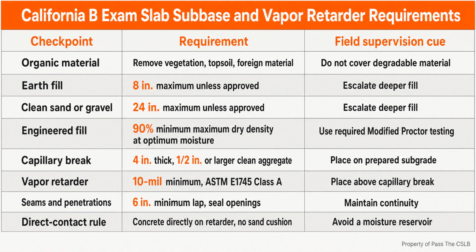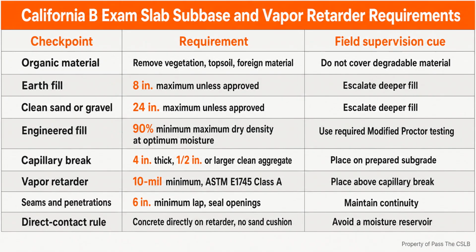I put the under slab requirements together in this chart so you can see the sequence as one moisture and support system. Start with approved, uniformly supported subgrade. Respect the fill depth limits. Use engineered compaction and testing when required. Place the 4-inch clean aggregate capillary break. Install the 10 mil Class A vapor retarder. Lap the seam 6 inches.